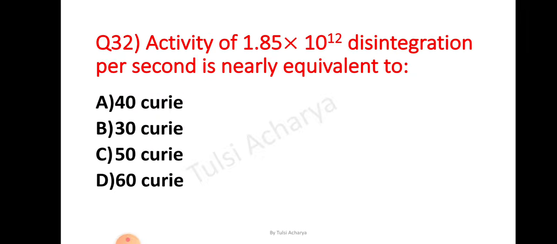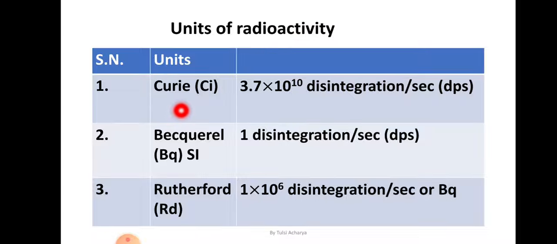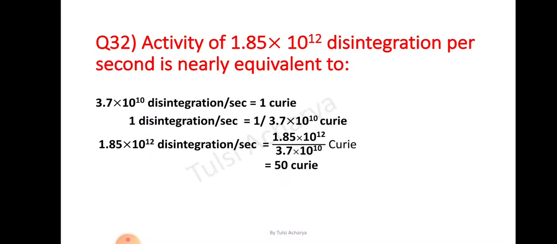Now let's move to question number 32. Activity of 1.85 into 10 to the power 12 disintegration per second is nearly equivalent to? We know that there are 3 units of radioactivity. First is Curie, and 1 Curie is equal to 3.7 into 10 to the power 10 disintegration per second, also called DPS. Another is becquerel, which is also the SI unit. 1 becquerel is equal to 1 disintegration per second. And the last one is Rutherford. 1 Rutherford is 1 into 10 to the power 6 disintegration per second, or 1 into 10 to the power 6 becquerel.